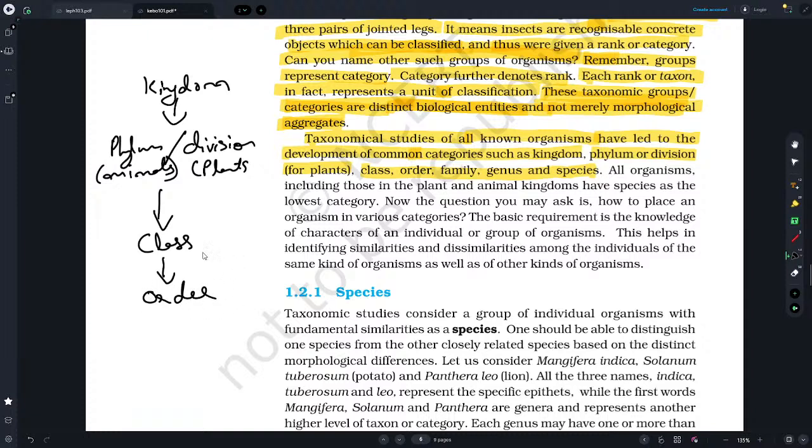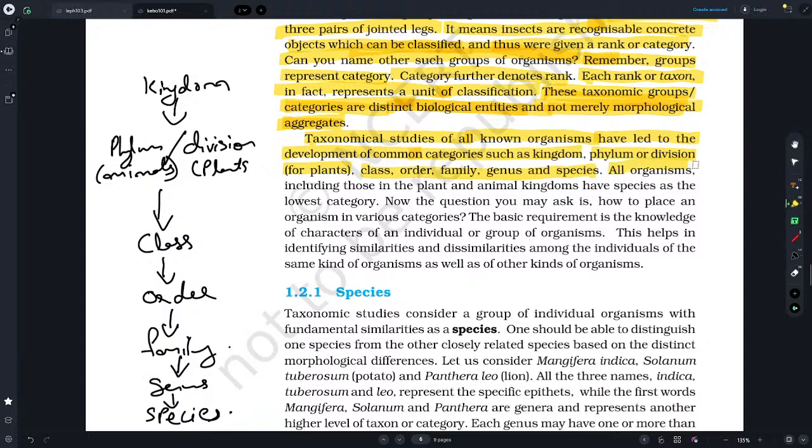Mammalia is a class. Primata is an order. Family. Solanaceae is a family, the potato family. Family followed by genus, followed by the smallest unit, the species. Kingdom, phylum or division, followed by class, order, family, genus and species.